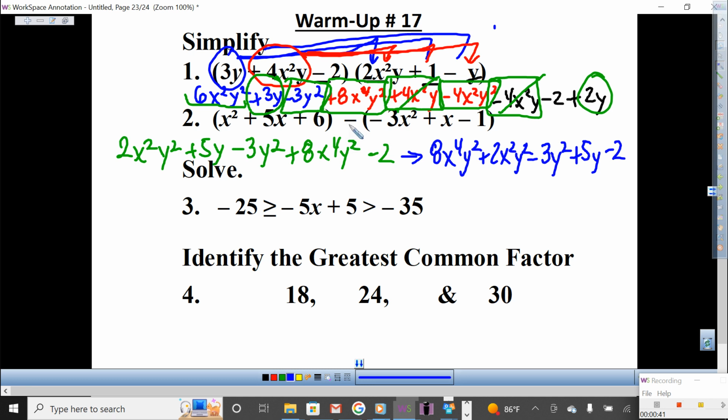Close. So we distribute the negative into all of these. So we end up with a positive 3x squared and a positive 1x squared. That's positive 4x squared. Next, positive 5x and a negative x. That leaves us with positive 4x. And then we got 6 plus 1, that is 7. Hands if you got that. Okay, good.